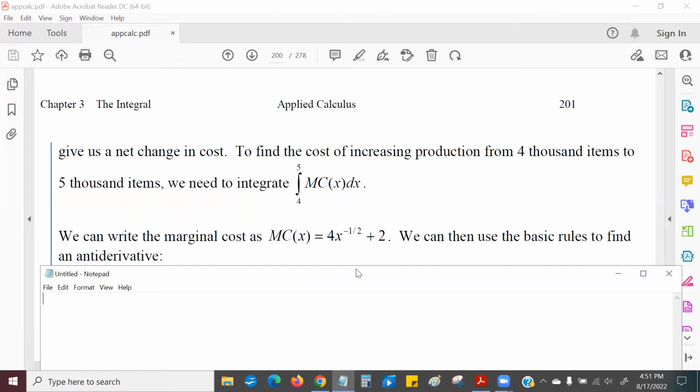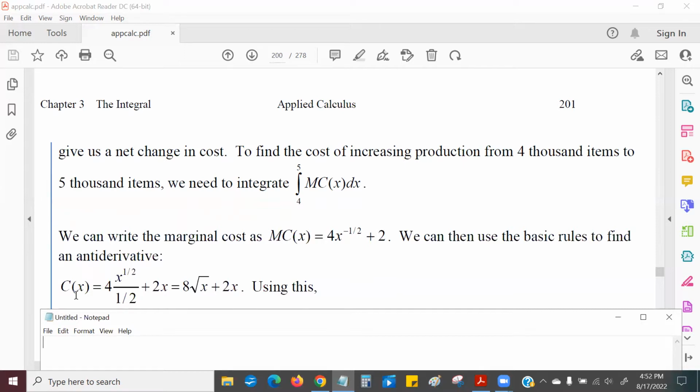So the integral, C of x, which is the integral of MC, is going to be 4x to the positive 1/2, because negative 1/2 plus 1 gives me positive 1/2. And I divide by that 1/2. And now the integral of 2 is 2x. Now, 4 divided by a half, not 4 times a half, but 4 divided by a half is 8. So it's 8 square root of x plus 2x. Now I just have to plug in 5 and 4 and then subtract.